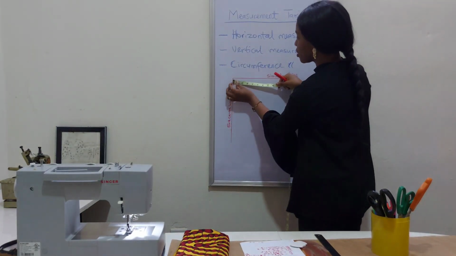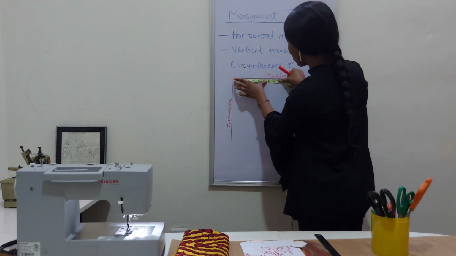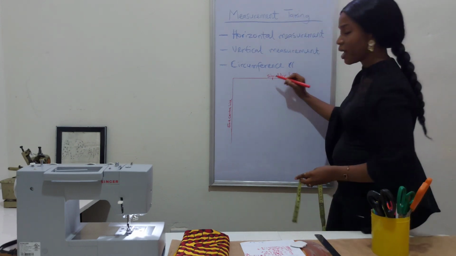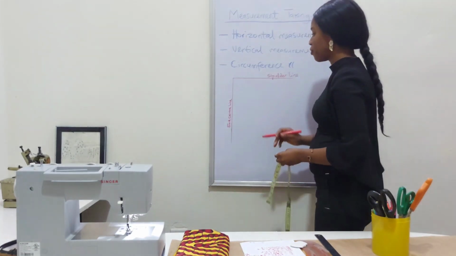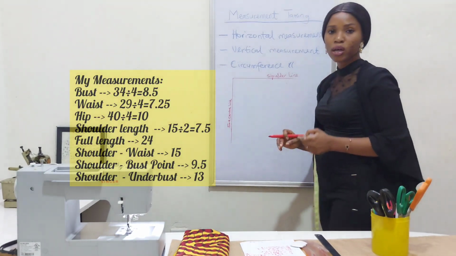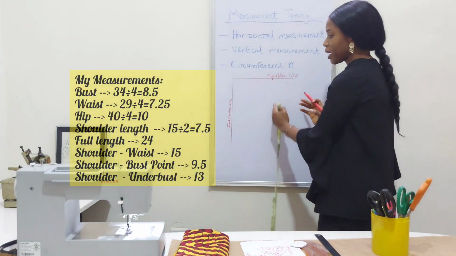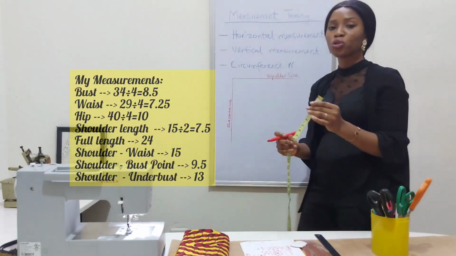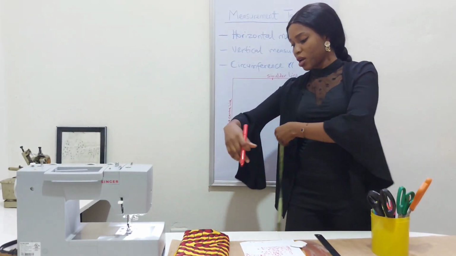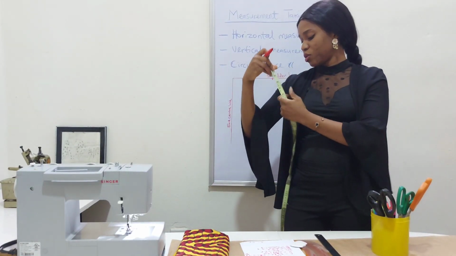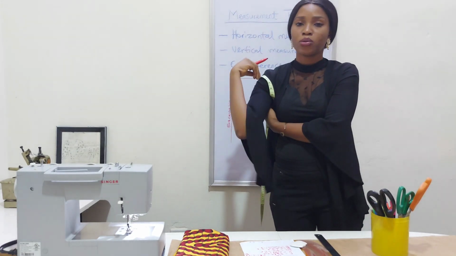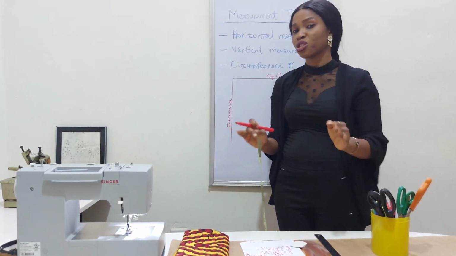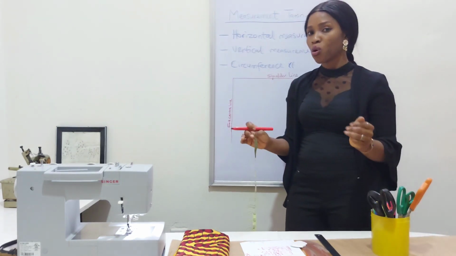So now I'm going to measure 7.5 from this point down to this point. So this is where my shoulder ends. From there, the next thing I'm going to do is get my armhole length. Now, some people would take this tape and measure round. It's okay, but sometimes you might find inaccuracies with such a method of taking your armhole measurement.